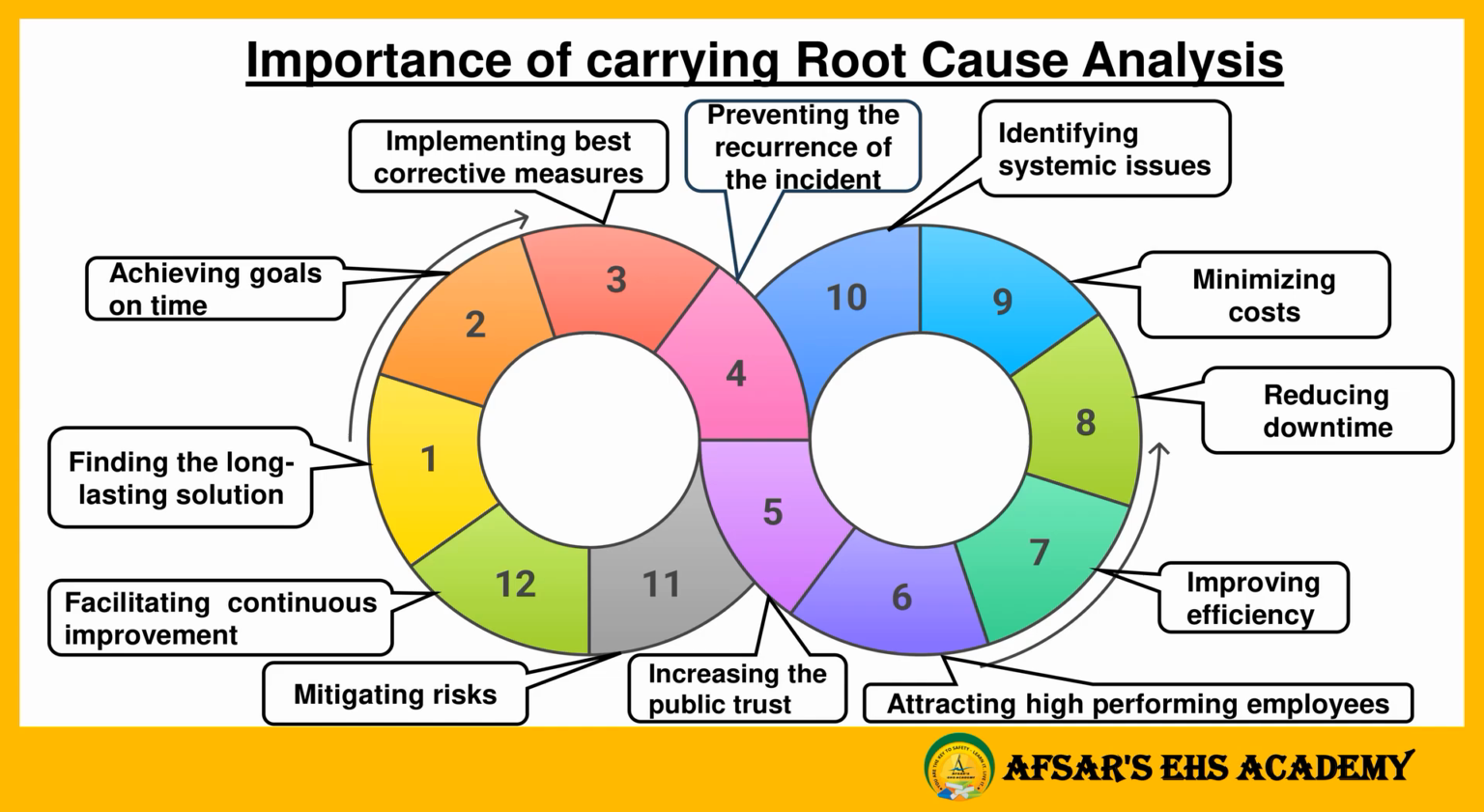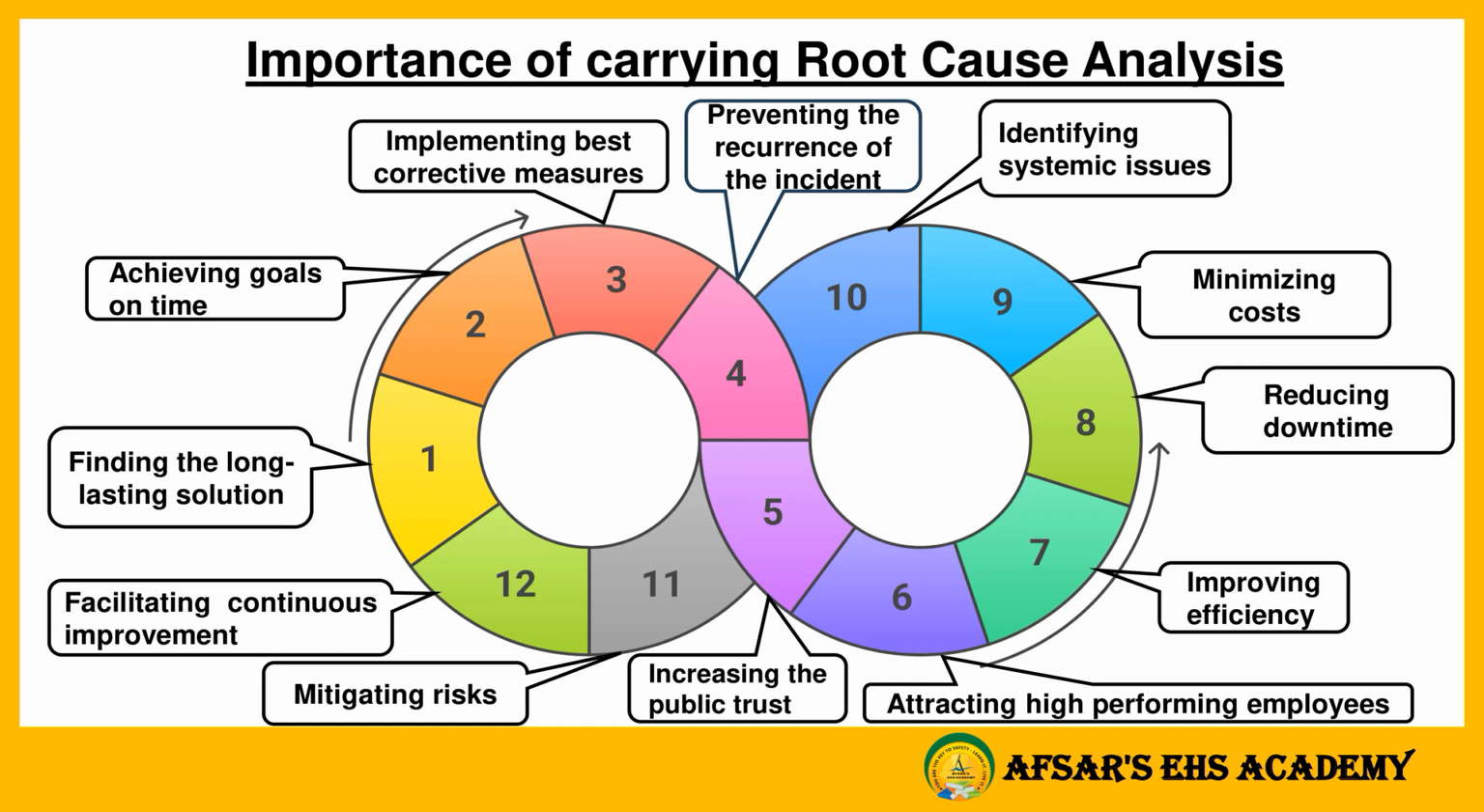Implementing best corrective measures. After identifying the root causes of a problem, the organization may develop more effective strategies to overcome that problem by adopting the best corrective measures. Preventing the recurrence of the incident. After conducting a root cause analysis and implementing their solutions, it helps the organization to significantly or completely prevent the same or similar issues and incidents from recurring.